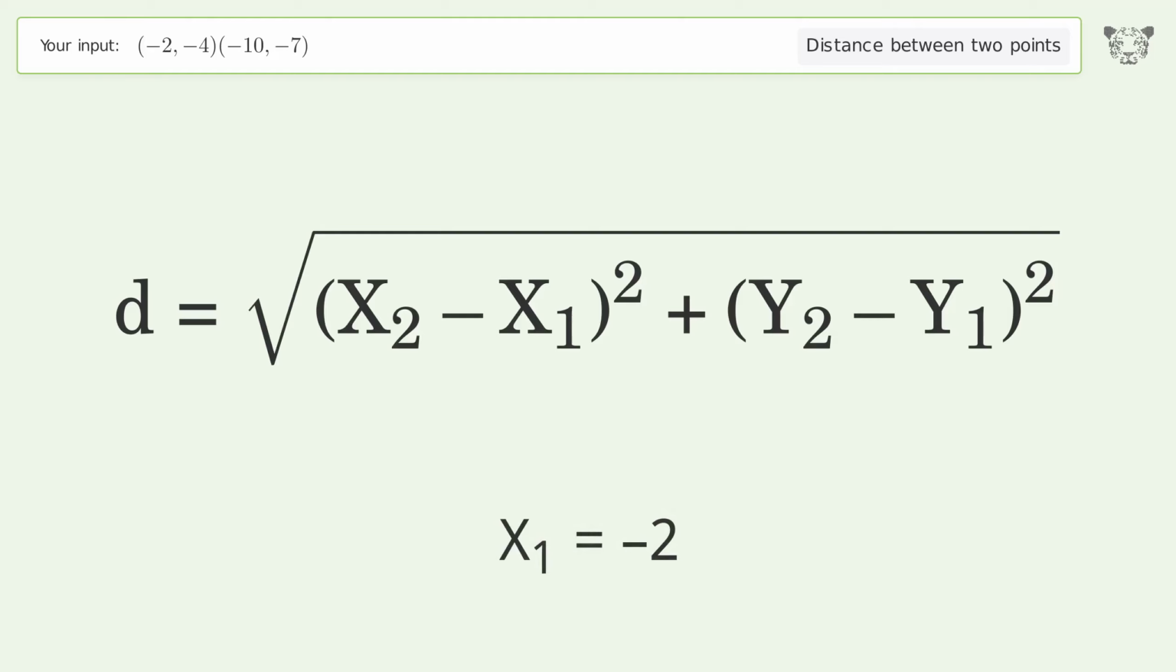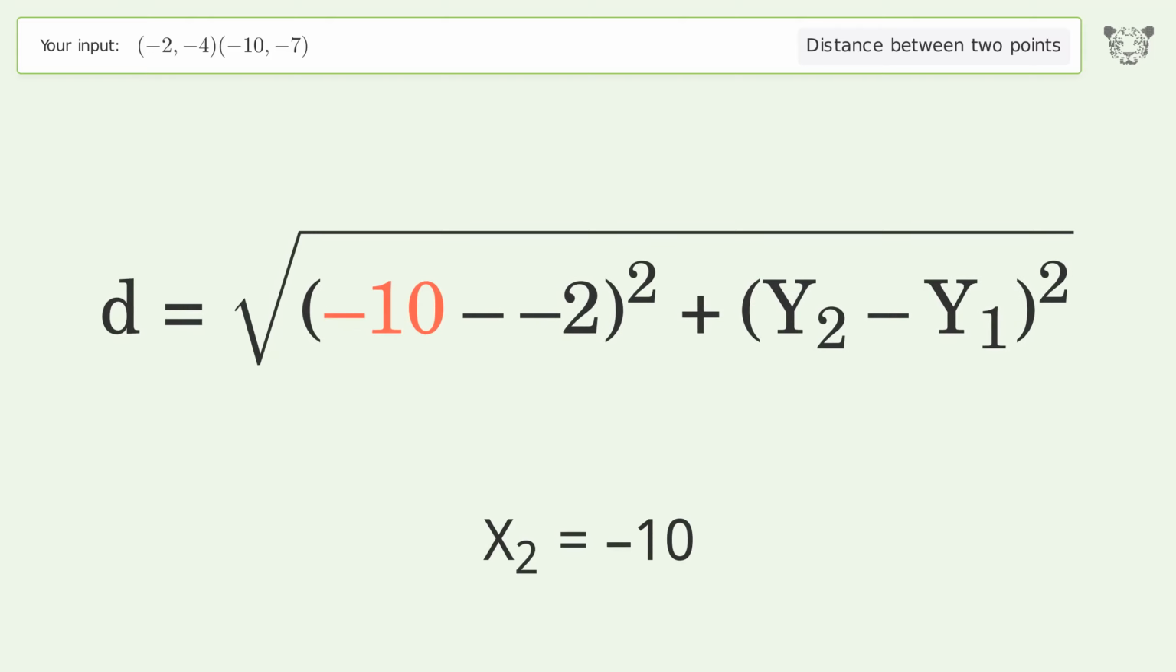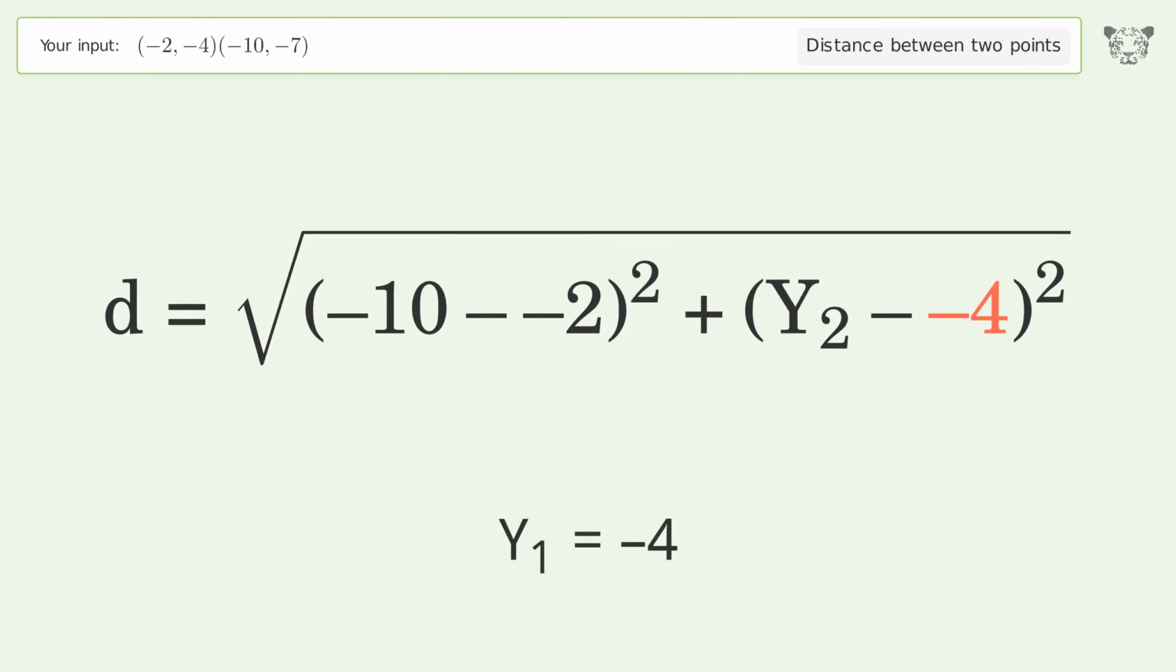x1 equals -2. x2 equals -10. y1 equals -4. y2 equals -7.